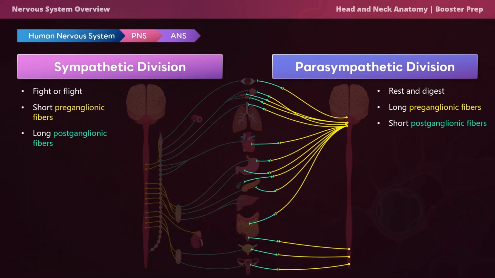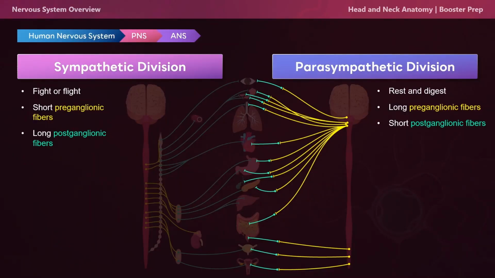The SNS, or the sympathetic nervous system, has much more widespread effects, and thus the synapses are near the vertebral column, so we can carry out fast effects. The parasympathetic nervous system has much more localized effects, and so its synapses are farther away from the vertebral column and closer to the specific effector organ.